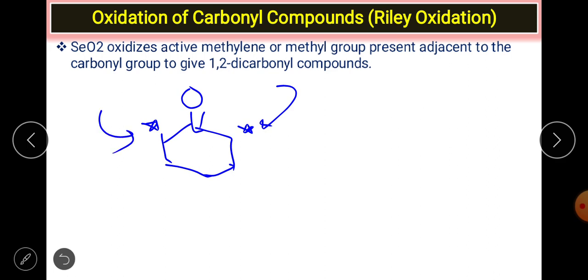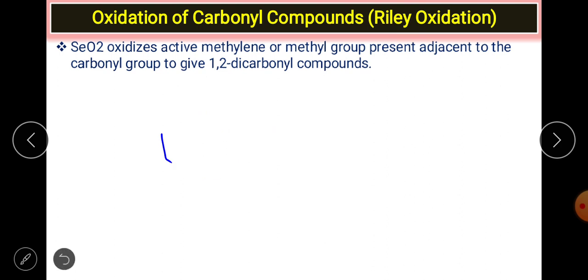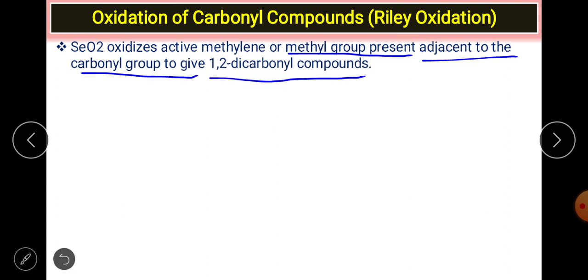So you first have to choose the active hydrogen, the active carbon, the active methylene group, and it will undergo that oxidation. Selenium dioxide oxidizes the active methylene or methyl group adjacent to a carbonyl to give the 1,2-dicarbonyl compound. For example, this compound undergoes SeO2 oxidation. Now this is also an active position. The more substituted carbon will be oxidized first.